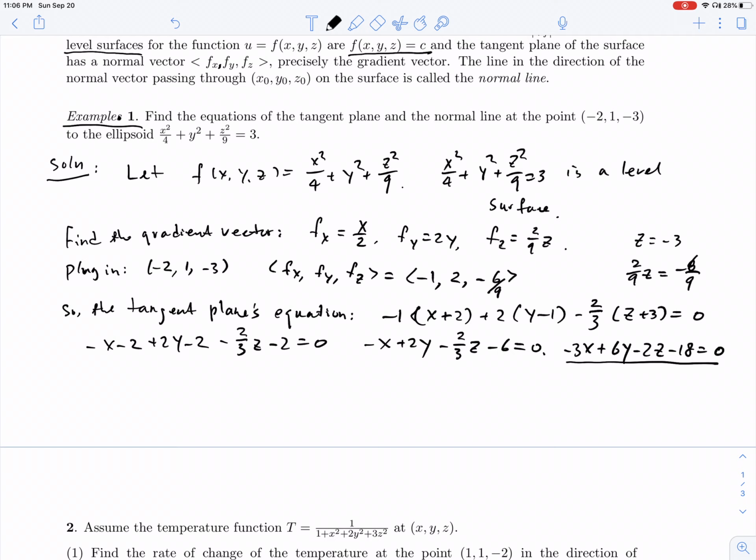How about the normal line? We can use the parametric form. So the normal line passing through the point, so we have x, y, z, and the point we have is -2, 1, and -3. How about the direction? The first one is -1, so it's -t plus 2t. And this one is -2/3 t. That's the normal line's equation, and this is the tangent plane's equation. All right, it's pretty straightforward, and we're going to pause over here, and then we're going to start the second problem.